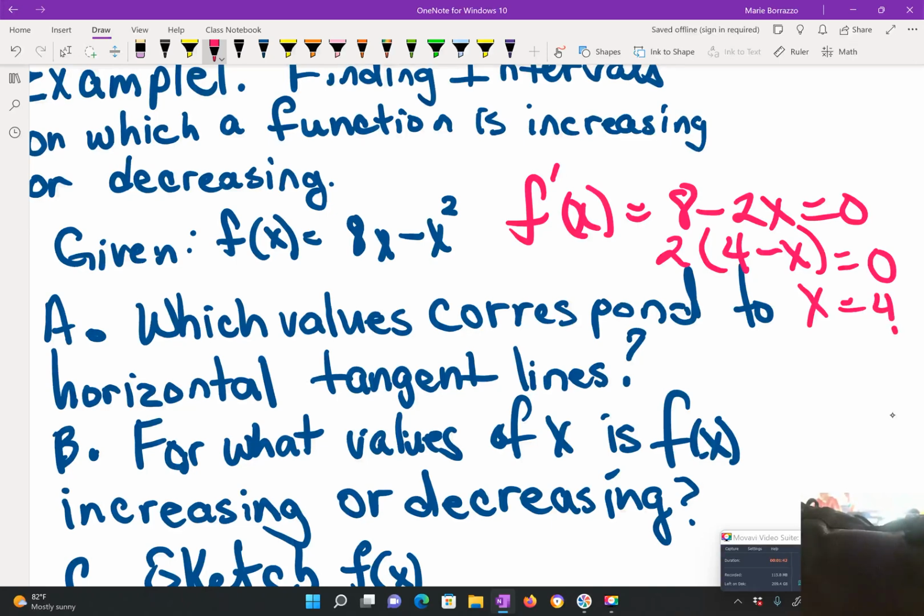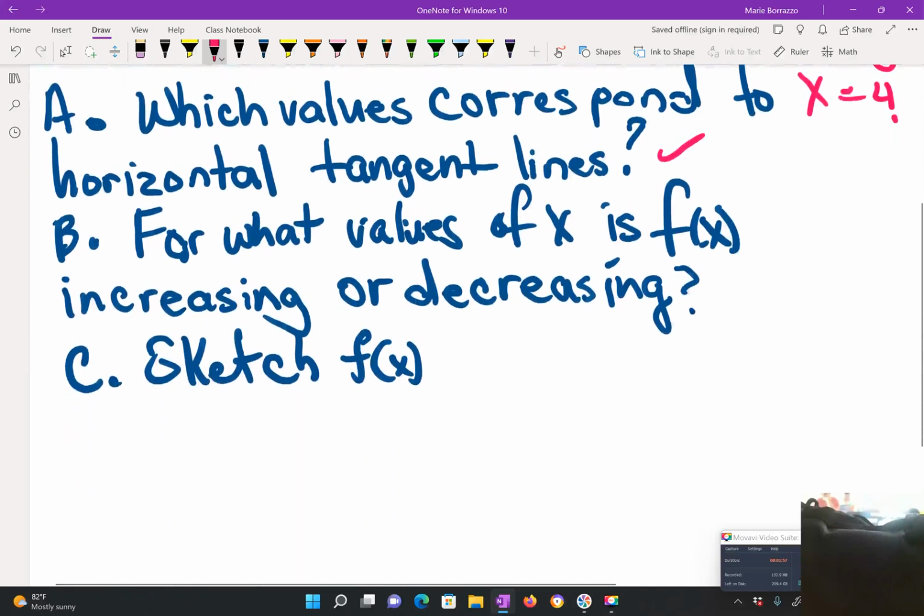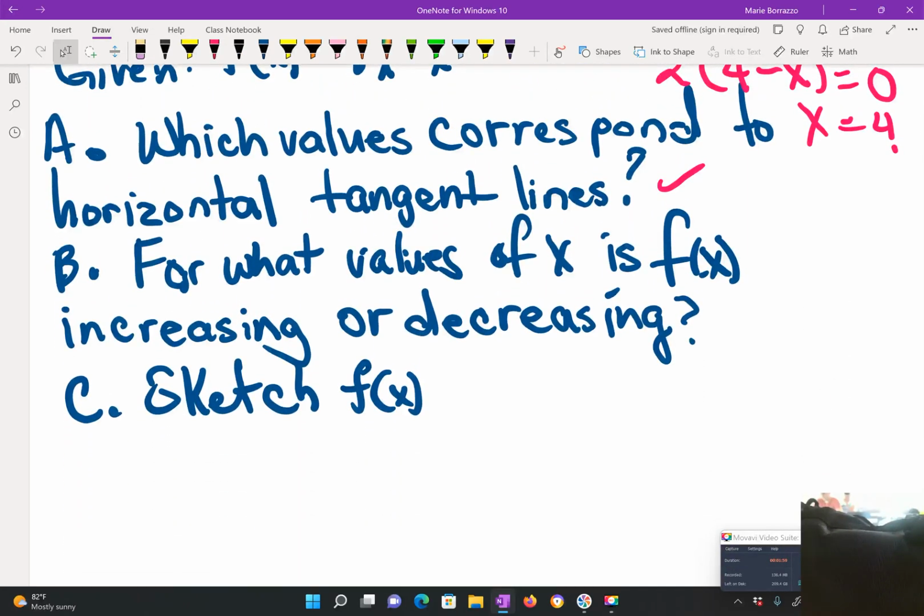Okay, and that's the first step that you're going to want to take. That answers what makes this 0 and what gives us height. What gives us a tangent line? And that's what we get. The next question is saying, for what values of x is f of x increasing or decreasing? And that's where Desmos comes in. Notice they talk about f of x. So what we're going to do is go to Desmos.